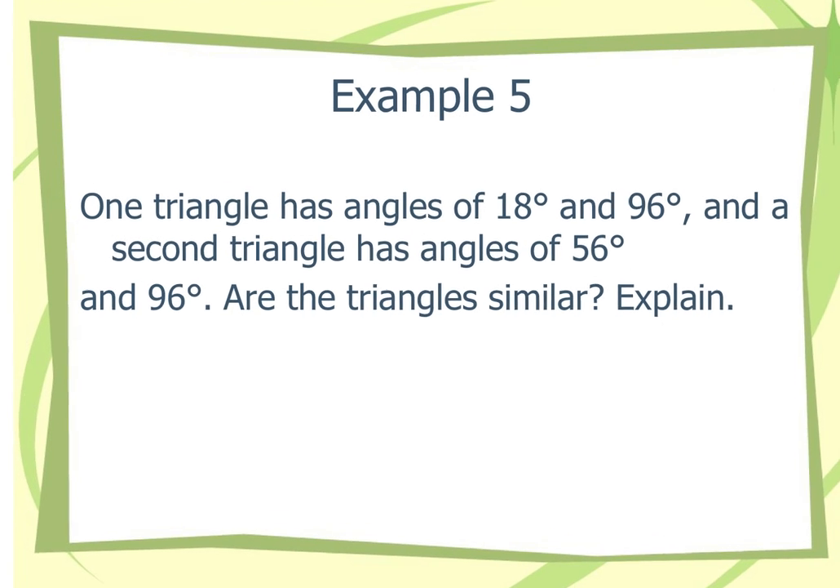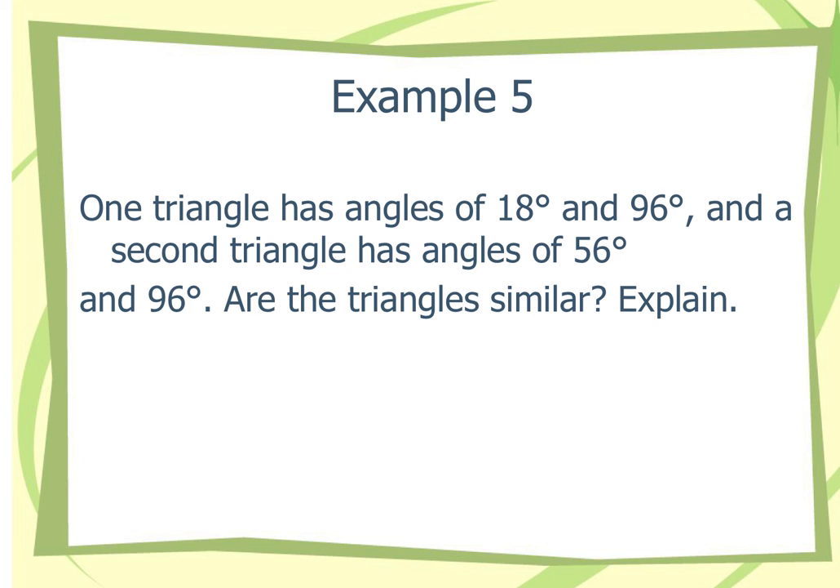Example 5. In one of our triangles, one of the angles is 18, one of the angles is 96. In a second triangle, one of the angles is 56, one of the angles is 96. Are the triangles similar?